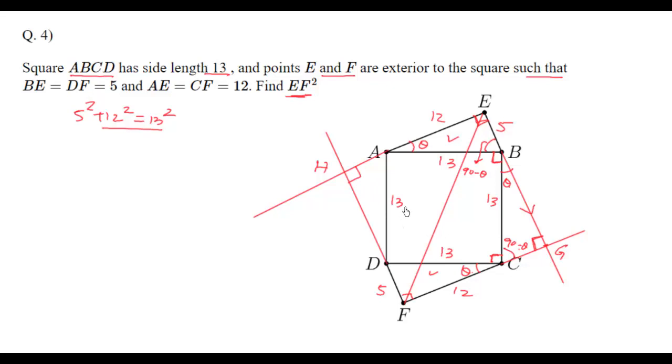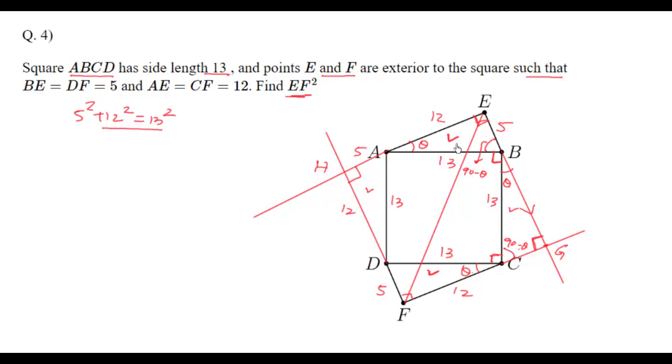So we see 4 triangles which are basically encircling this square. All are congruent. This triangle, this triangle, this triangle, and this triangle all are congruent. That means all have the sides of length 12, 5, and 13. We can easily prove it by RHS, right?